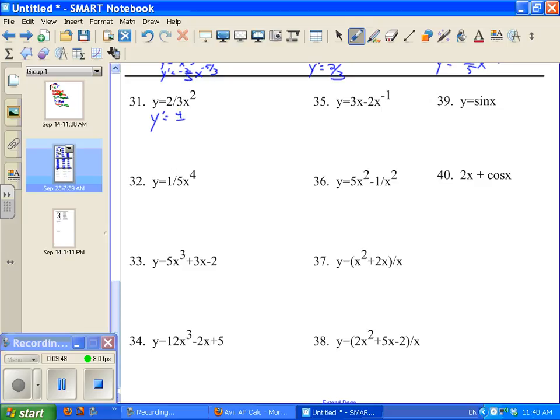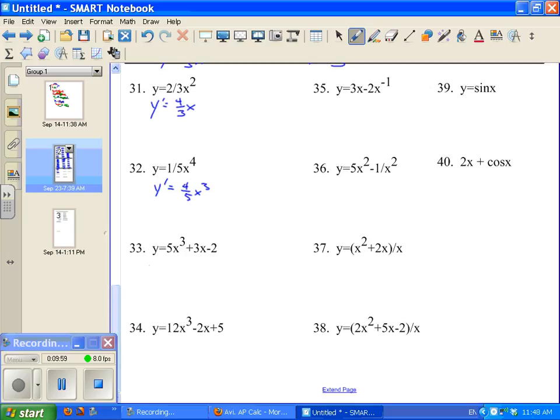4/3 x to the negative 1, or to the 1. 4/5 x to the third. I don't know what to do when you just... What do you mean? Count the x's. So now I've got lots of things. So you're going to do it to each piece.